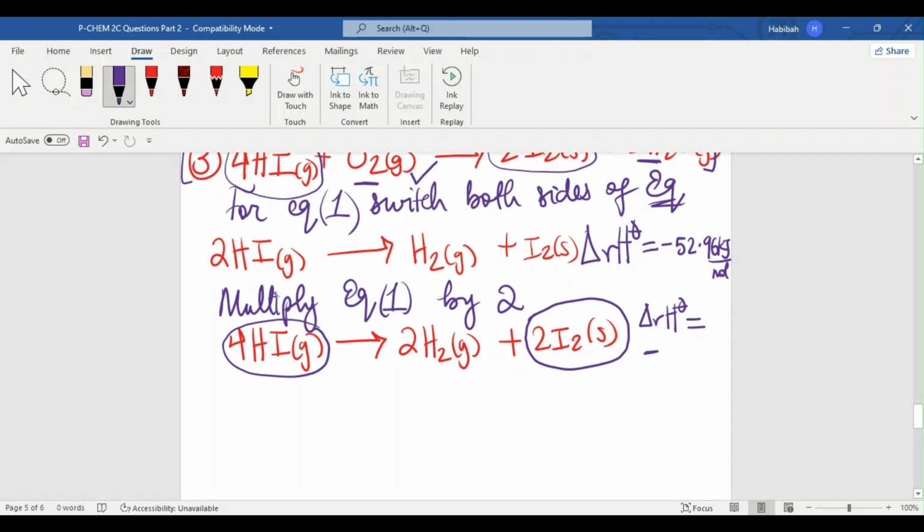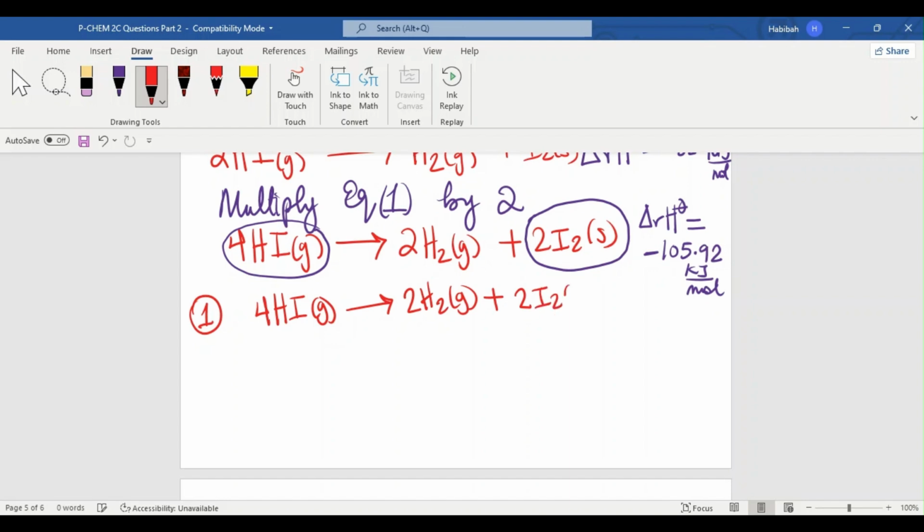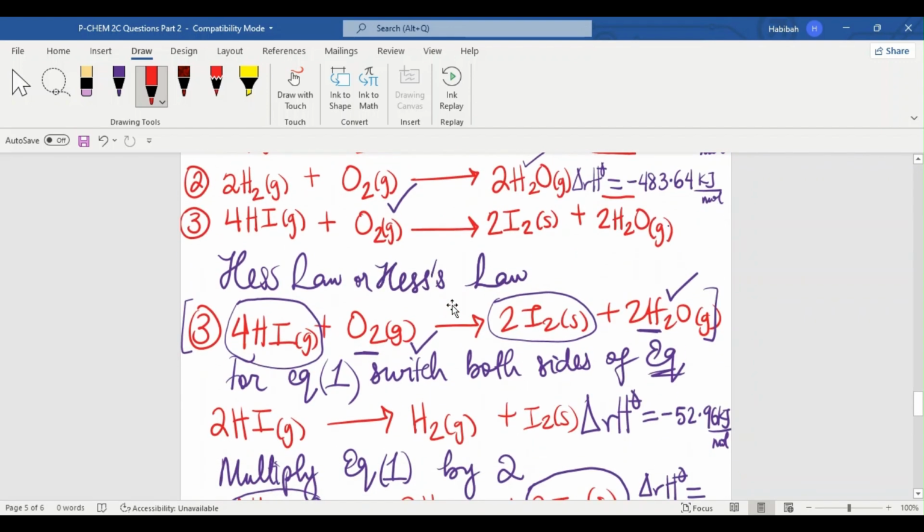So that will be negative 105.92 kilojoule per mole. So this is basically how you solve this question. Now, we have equation 1, okay, and we have equation 2. So writing the information, let's rewrite equation 1 and equation 2. So equation 1 is now 4HI gas, so 2H2 gas, plus 2I2 solid. And then equation 2 remains the same. We're not multiplying by anything. We're not switching both sides. It's going to remain the same. So we just have 2H2 gas.